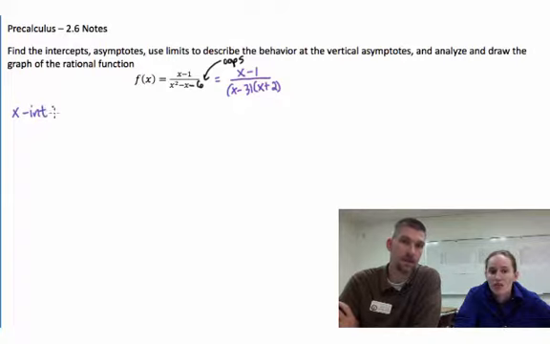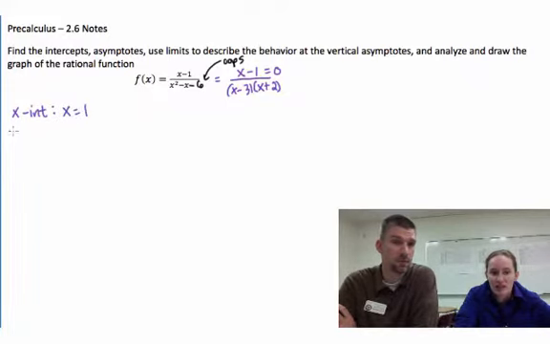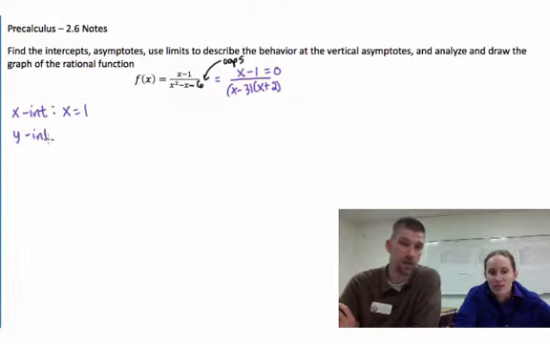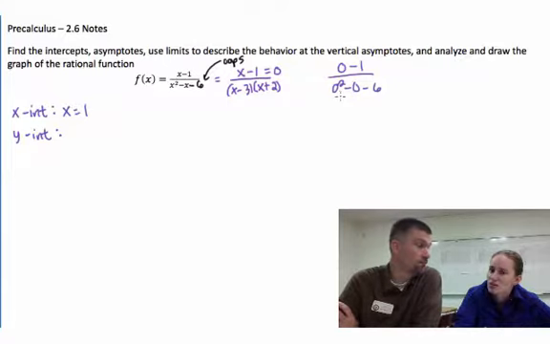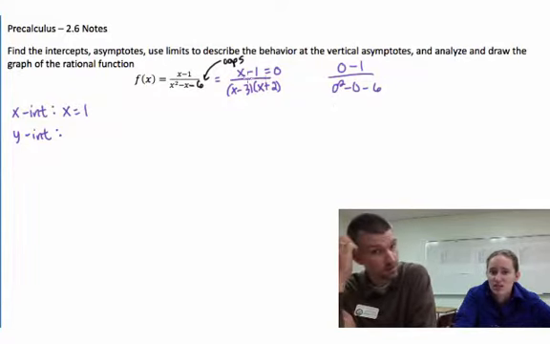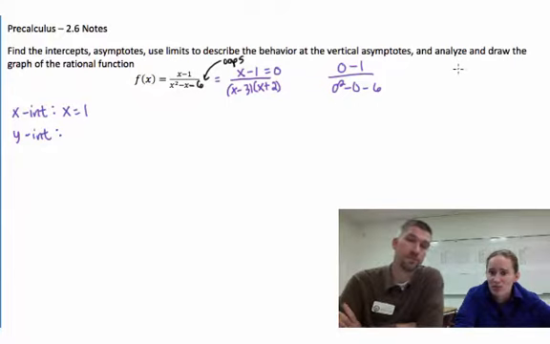Yes. And when you set the top equal to 0, you're going to get a 1. To get the y-intercept, we plug in 0 everywhere that there is an x. That's even easier. That's going to give me -1 over -3 times 2, which is -1 over -6.